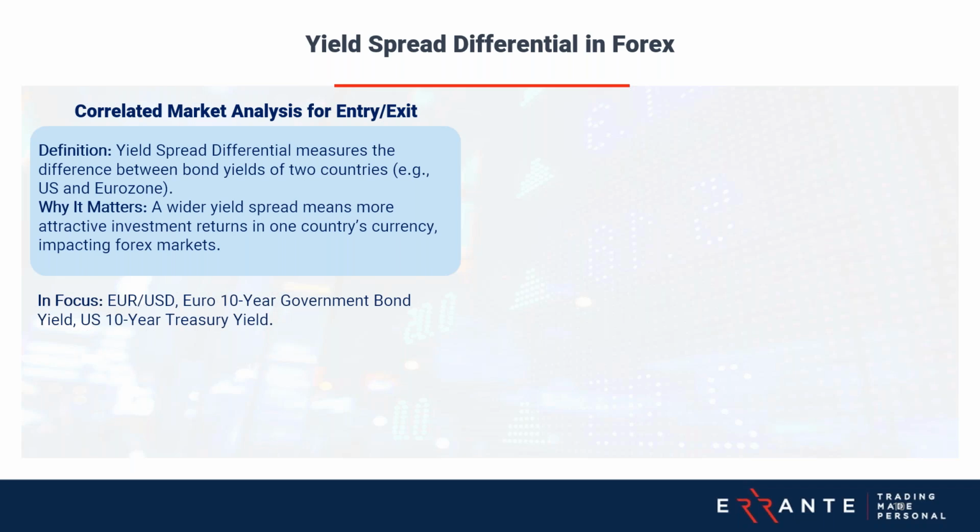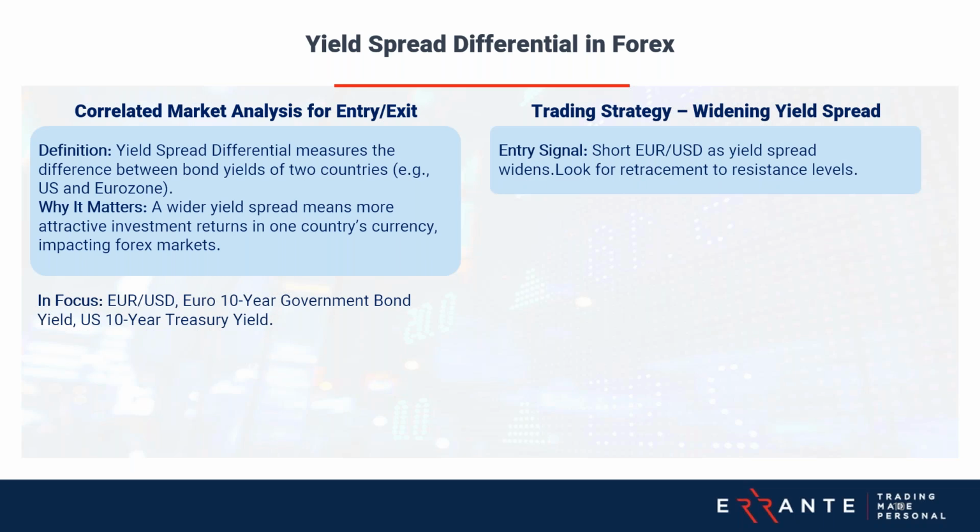In this case, we have Euro USD, and we'll focus on the Euro 10-year government bond yield and US 10-year treasury yield. When the US yield rises compared to the Eurozone yield, the USD typically strengthens against the Euro, creating opportunities for trades. So for entry signals, traders can short Euro USD when the yield spread widens in the favor of the euro bond, typically after a retracement to a resistance level in the pair.